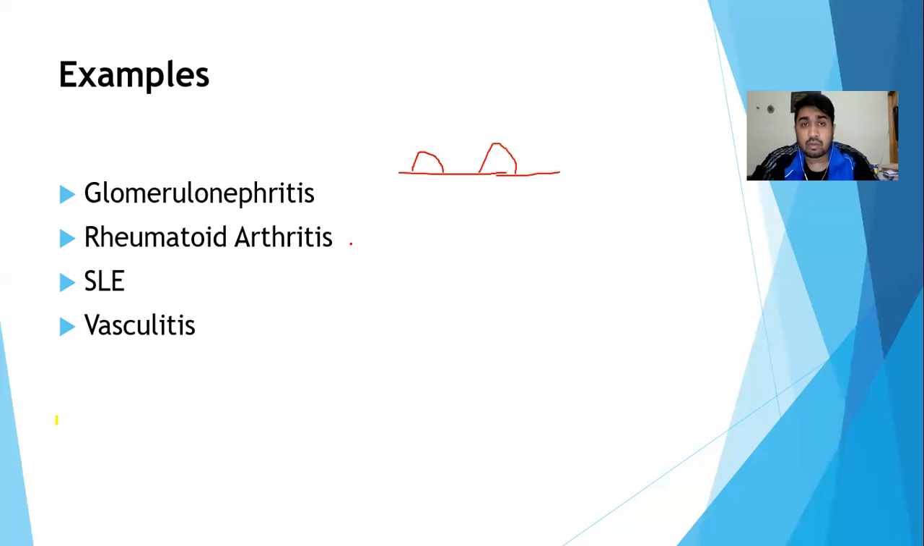Next one is rheumatoid arthritis. In rheumatoid arthritis, we have to remember a term called rheumatoid factor, or shortly known as RF. Rheumatoid factor means an antibody. It belongs to two types of antibody. One is IgG, and another one is IgM. So what I have told, rheumatoid factor is an antibody. One is an IgG antibody, another is an IgM antibody.